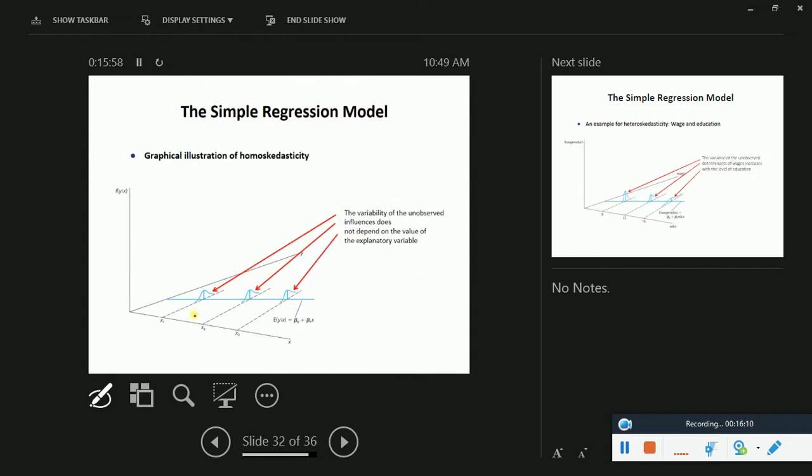So if you see a graphical illustration, all this variability would be like there are unobserved factors that do not depend on the value of the explanatory variable. So they don't contain any information about the unobserved factors, or the u_i in this case. Okay? Your explanatory variable should not have any information on the unobserved factors.